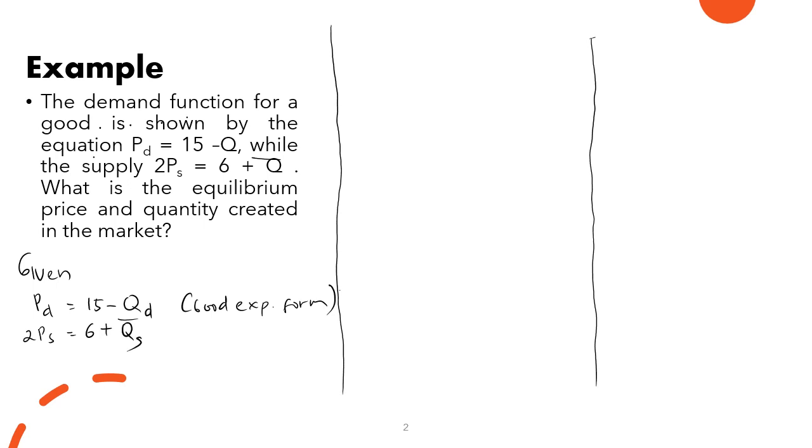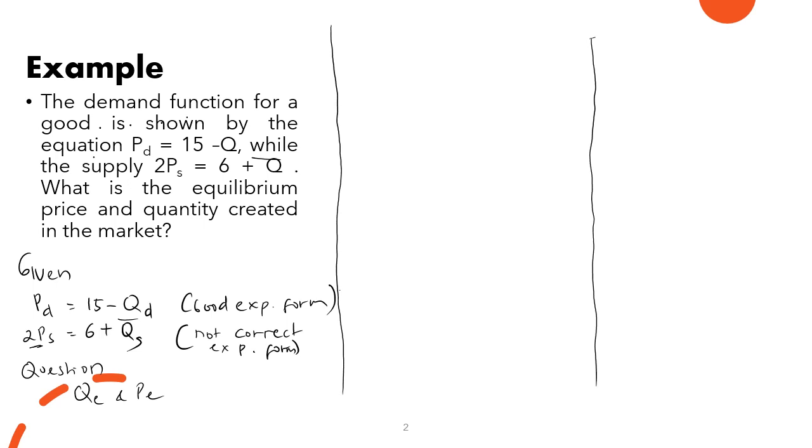And then what is the equilibrium price and the quantity created in the market? So the supply function has a coefficient of 2. So this is still not the correct explicit form, so we have to make it a good explicit form of P. Now back to the question. The question is, what are QE and PE? So now let's work on it.